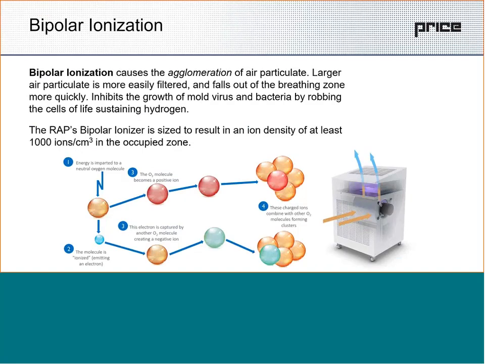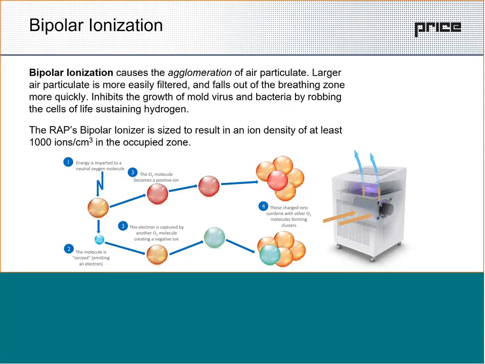Another option for cutting down on contaminants in the space is ionization, and I'm sure you guys have been seeing a lot more of this as of late. Bipolar ionization works in two different ways. When we're talking about airborne pathogens, the first is going to be agglomeration. Ions are created by the ionizer. It'll generate some energy and cause an oxygen molecule to emit an electron, and then it's going to create a positive and a negative particle.